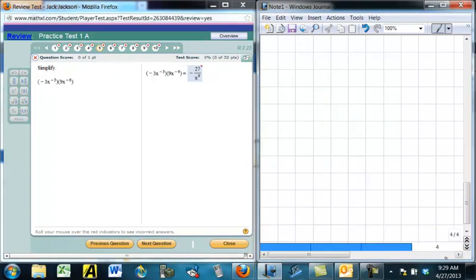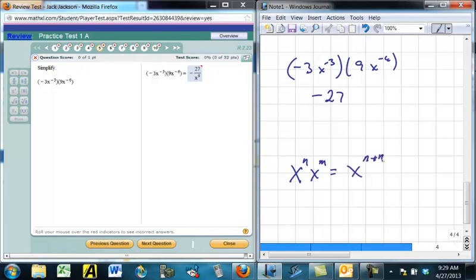Simplify some basic expressions here. -3 x to the -3 times 9x to the -6. Of course, this is implied multiplication everywhere. -3 times 9 is -27. X, when you multiply two things with the same base, x to the n times x to the m, you end up adding the exponents, n plus m. So this would be x to the -9.